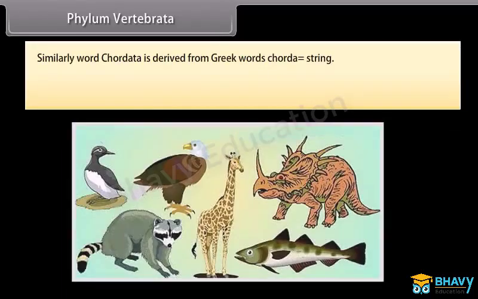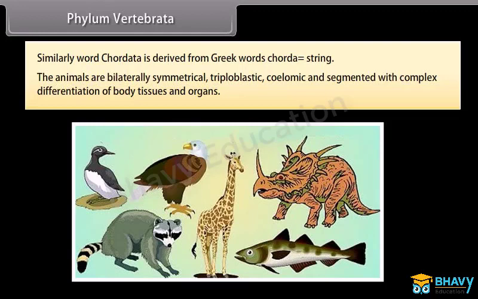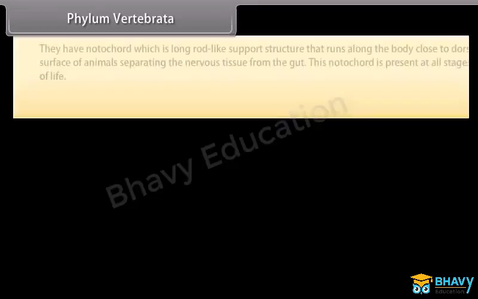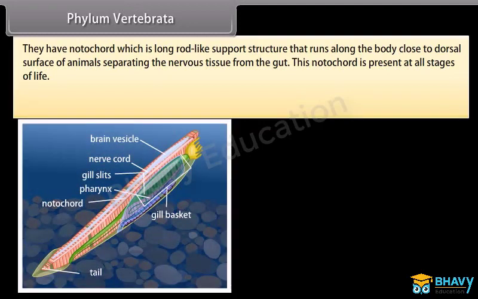Phylum Vertebrata. Similarly, the word Chordata is derived from Greek words chorda, which is string. The animals are bilaterally symmetrical, triploblastic, coelomic, and segmented with complex differentiation of body tissues and organs. They have a notochord, which is a long rod-like support structure that runs along the body close to the dorsal surface of animals, separating the nervous tissue from the gut. This notochord is present at all stages of life.